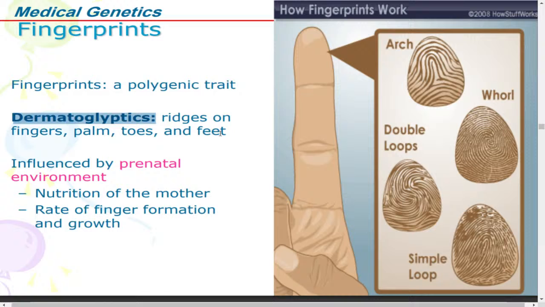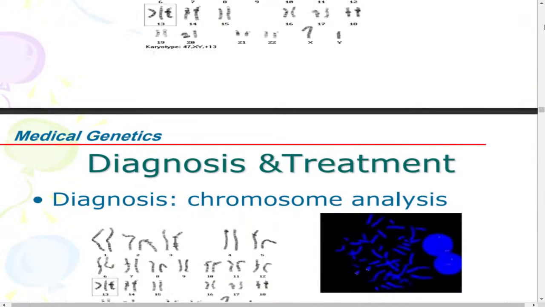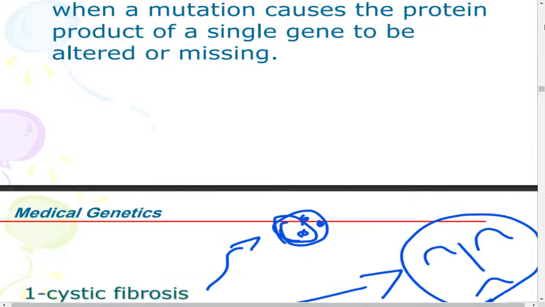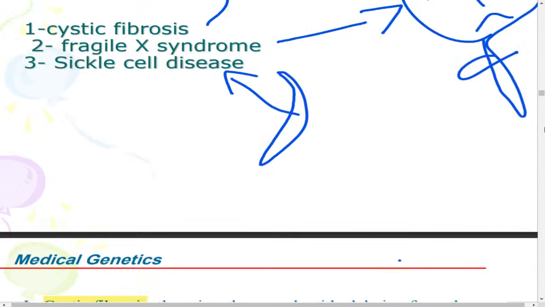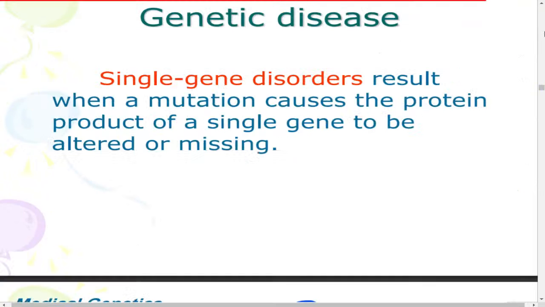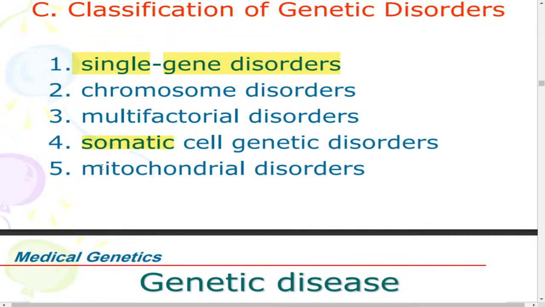Dermatoglyphics, which could appear on the feet, fingers, palms, toes, and many other ridges, is a polygenic trait. It is not multifactorial, it is a polygenic trait, not like sickle cell, fragile X syndrome, or cystic fibrosis, which are caused by single gene disorders, but it is a multifactorial disorder.